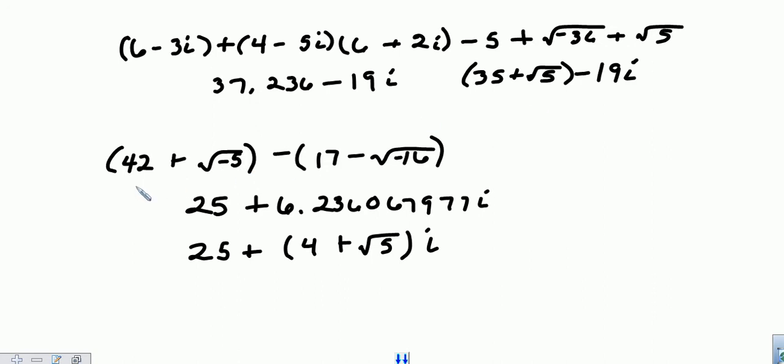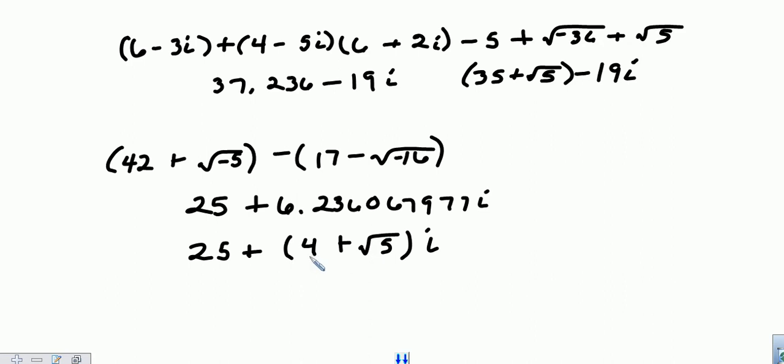Another example, you might try typing this in your calculator. Make sure you get the right answer. 42 plus the square root of negative 5 minus 17 minus the square root of negative 16. It's going to give you 25.6236i, and you're going to be looking for a real part that's 25 and an imaginary part that's approximately 6.236.